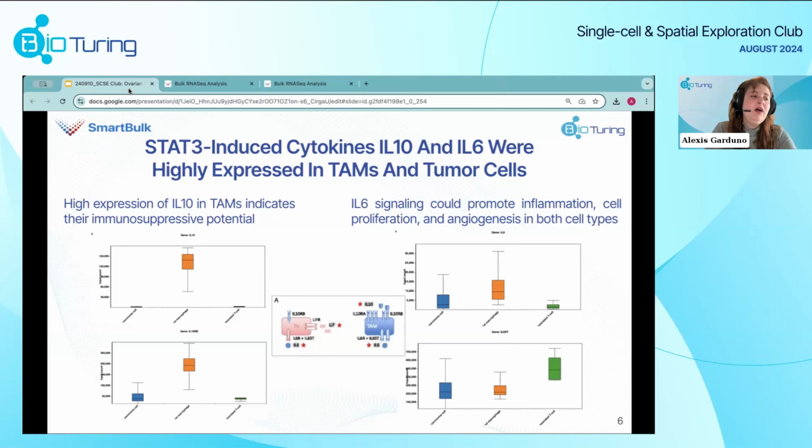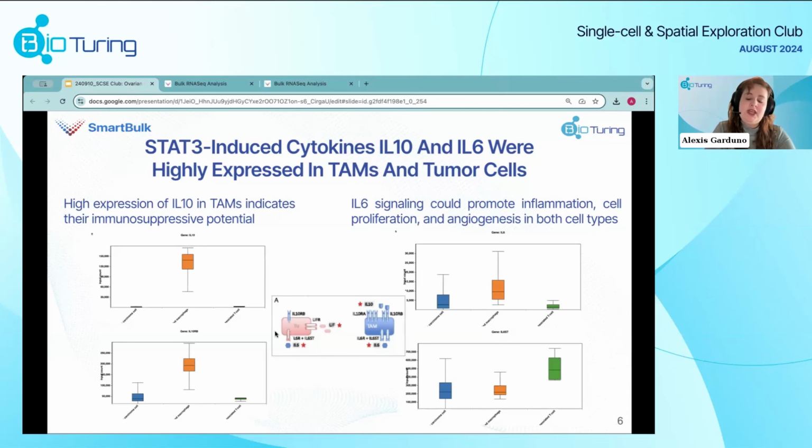While IL-6 signaling could promote inflammation, cell proliferation, and angiogenesis in both these TAMs and tumor cells, this suggests that there's a deeper, complex interplay between the cytokines and the tumor microenvironment. And you can see this a bit in this diagram here where we have our two cytokines interacting, and there might be a more complex interplay that we'll need to investigate further.